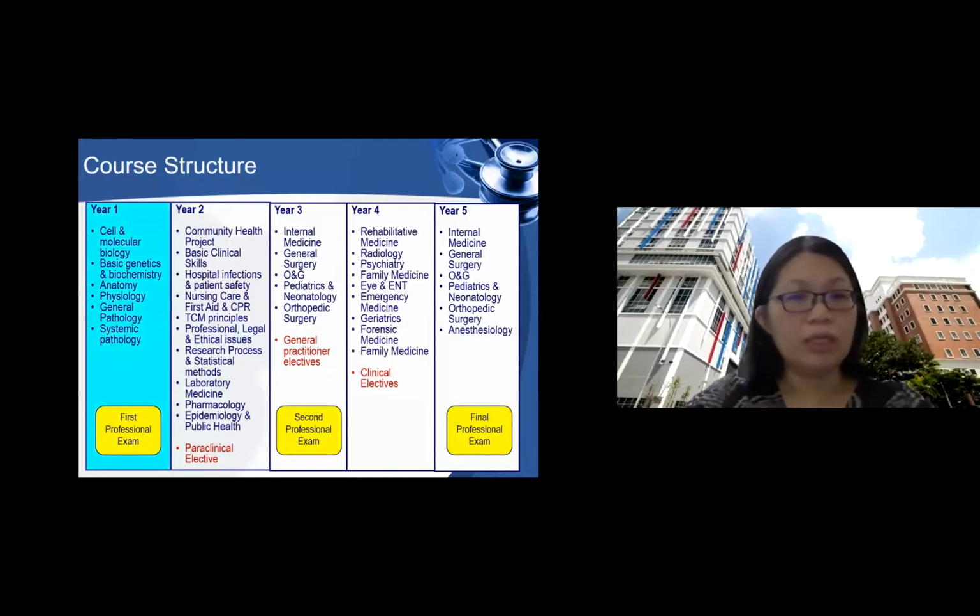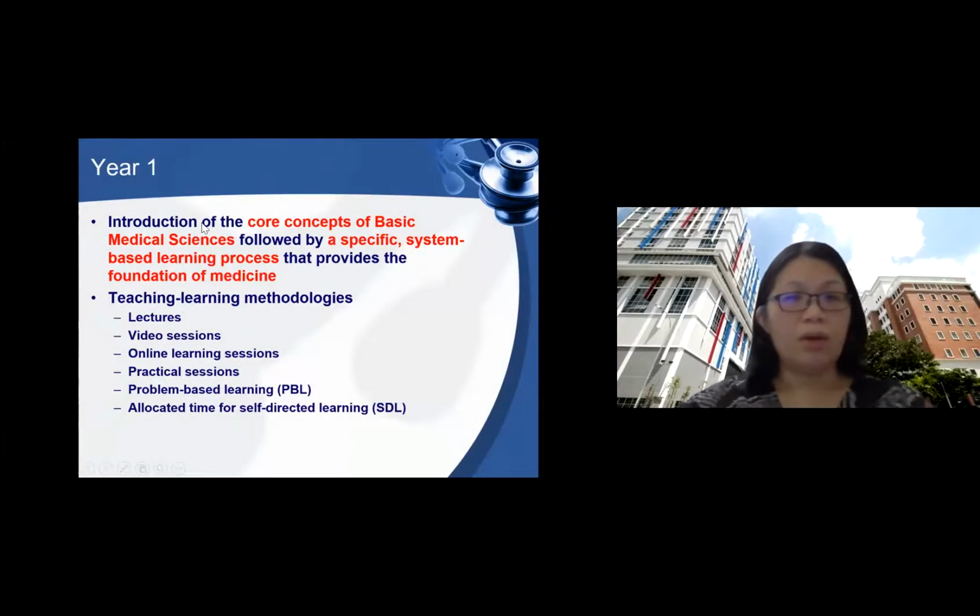Okay, so in detail, in year 1 we have all the basic medical science, including anatomy, physiology, and also systemic pathology. Right. So in year 1, we deliver all the core concepts of the basic medical science, followed by system-based learning process.